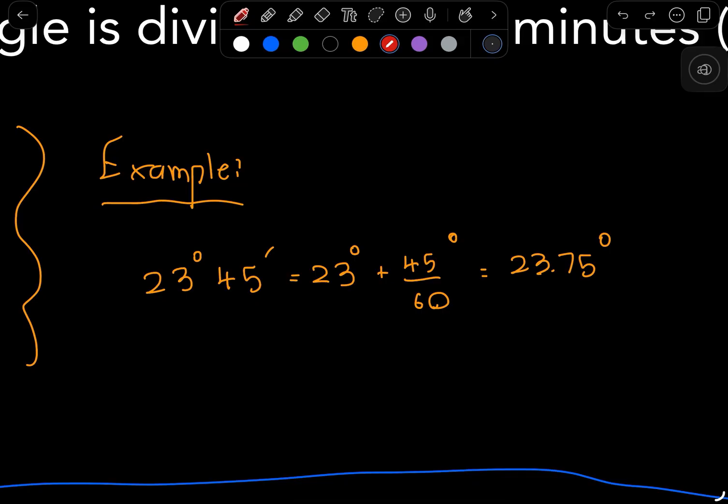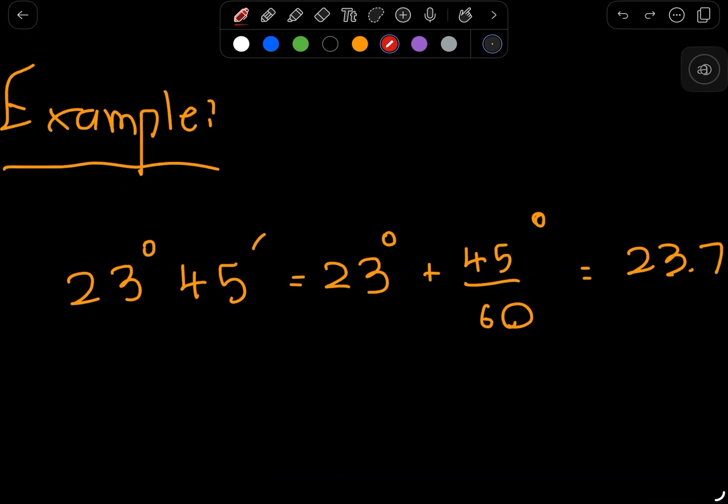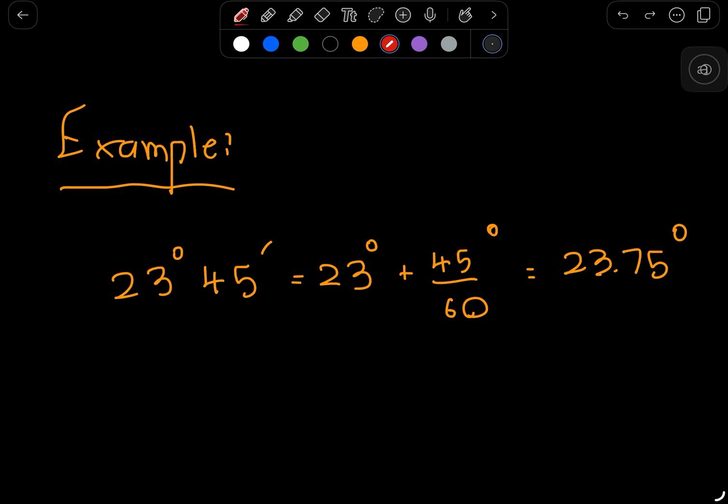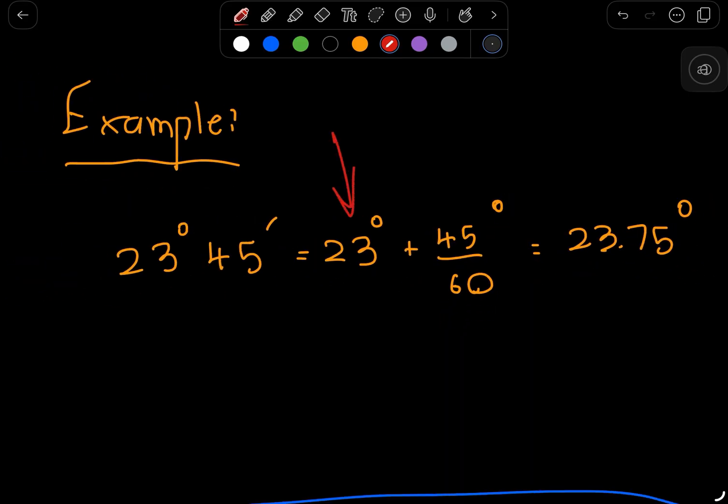Now, this is really important because sometimes you might have to convert from degree notation to decimal, like I mentioned earlier. So if you have, let's say, an angle that's 23 degrees and 45 minutes, then to convert it to decimal form, again, just use the units. You can leave the basic number, the degrees, as it is. How do you convert 45 minutes to a degree? Well, you know that 1 degree has 60 minutes.